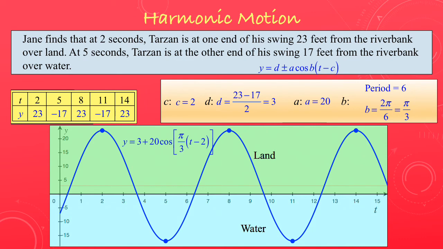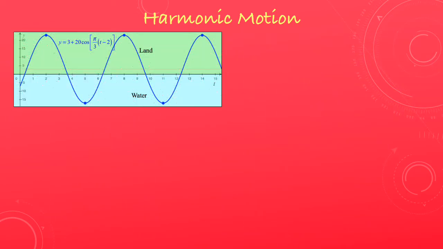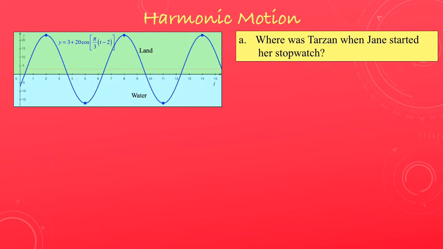We also show the axis of symmetry at y is equal to 3. Note that there are many other equations that will fit this situation. We only need to come up with one of them. We can now answer some questions about the situation we just created. First, where was Tarzan when Jane started her stopwatch?